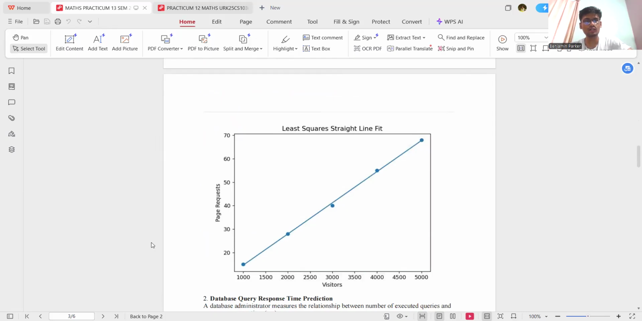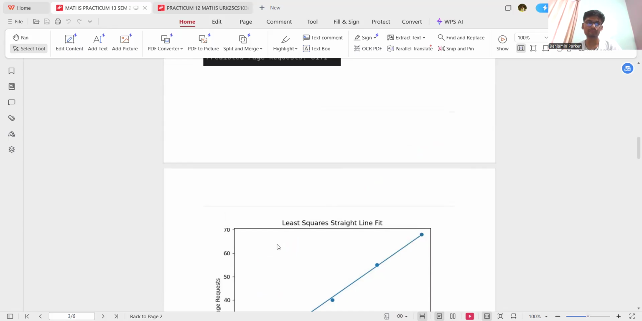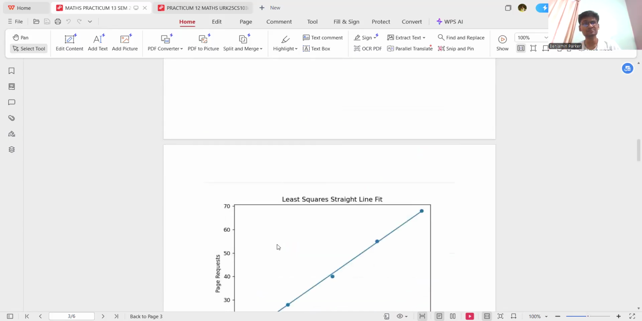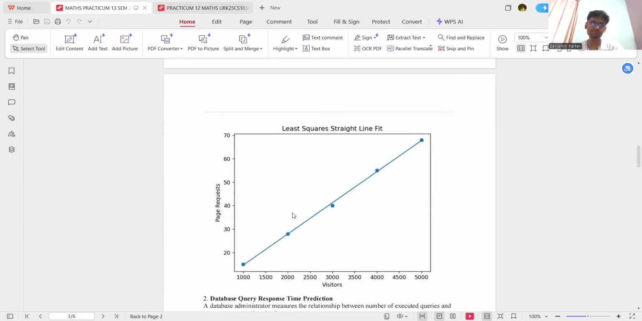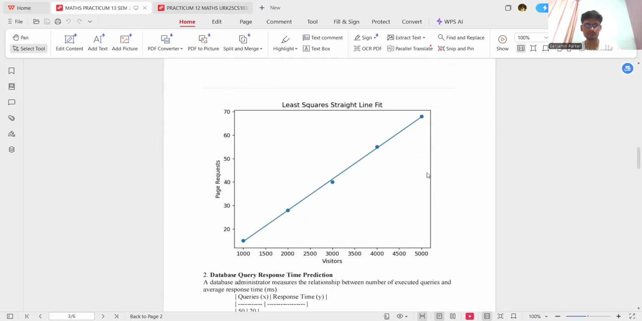And onto the graph, which is as shown here, for 5,000 it's reaching around 60 to 70 here. And so this is the first one's output and a diagram for the slope.